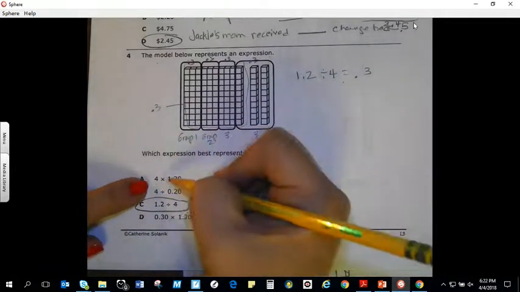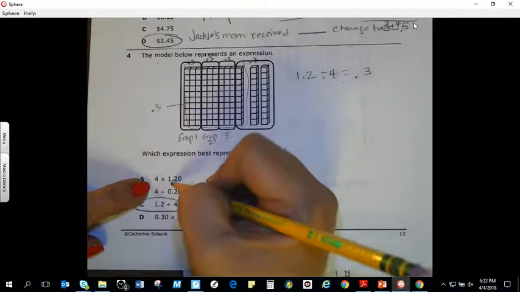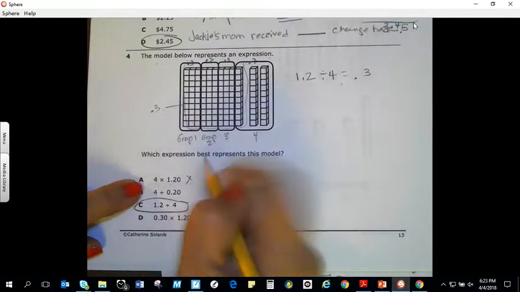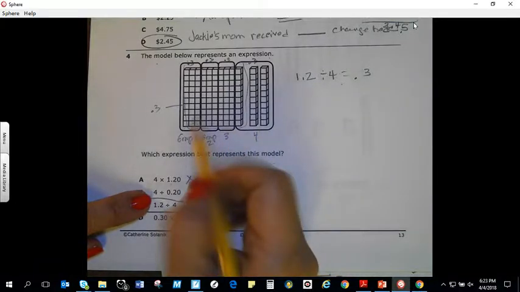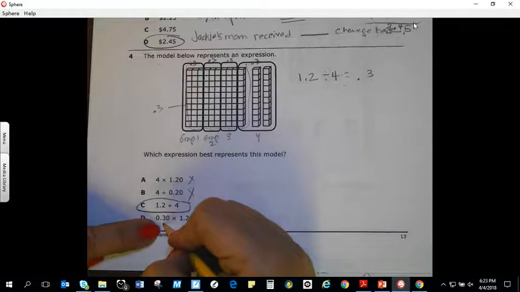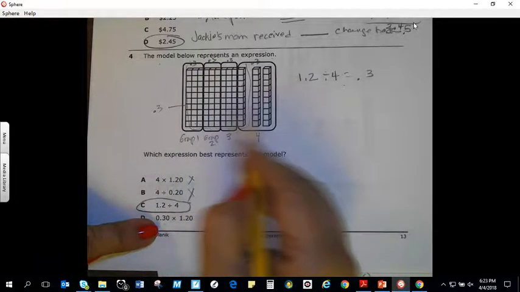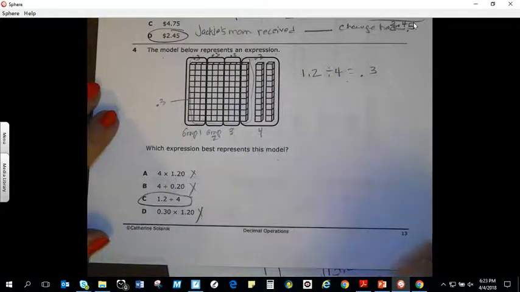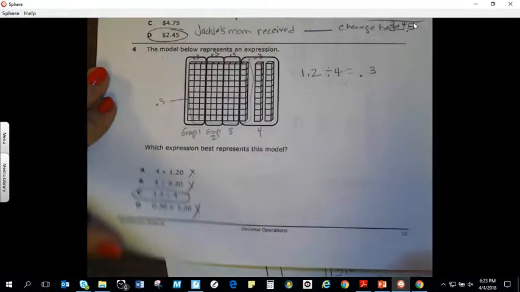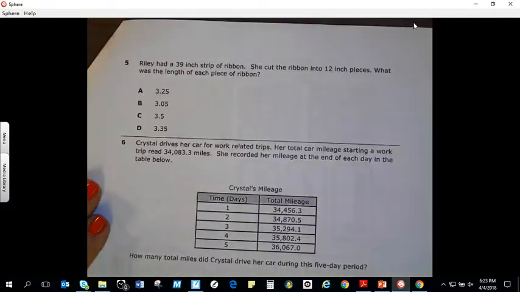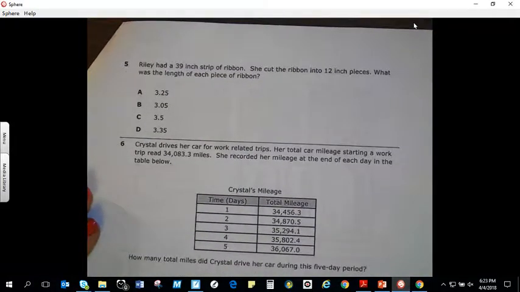I didn't have 4 groups of 1 whole and 2/10, because that would have been 1 whole and 2/10 4 times. That doesn't work. I didn't have a total of 4 groups, and I was dividing those into 2/10. That doesn't work at all. And I don't have 3/10 times 1 and 2/10, because otherwise my groups would have been separated. So that doesn't work. So the best answer is C. And again, you're going to see those examples on STAR on those models, and that's what we've already been going through, but we did that earlier in the year, so these are just refreshers.